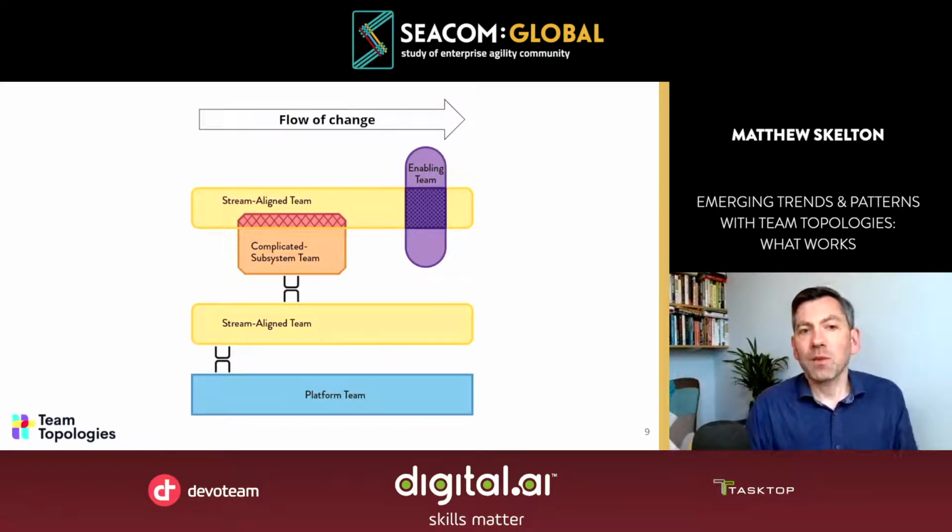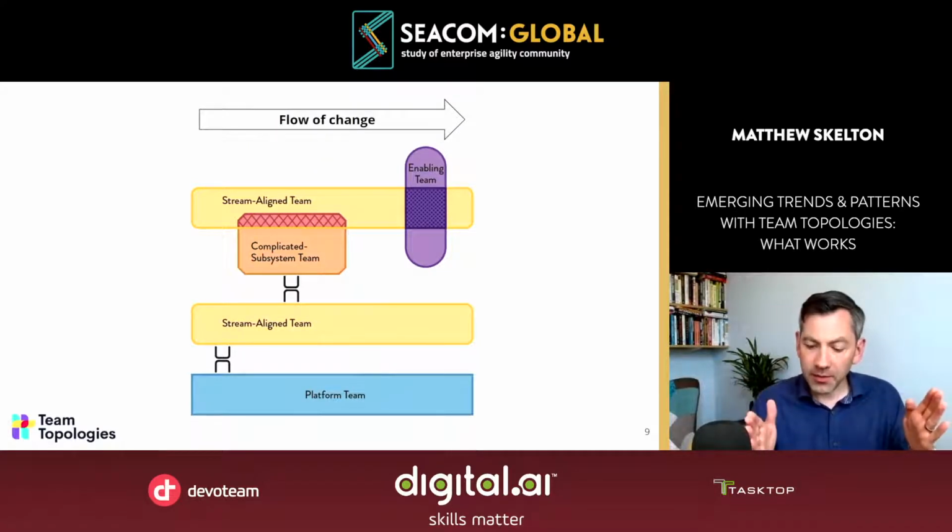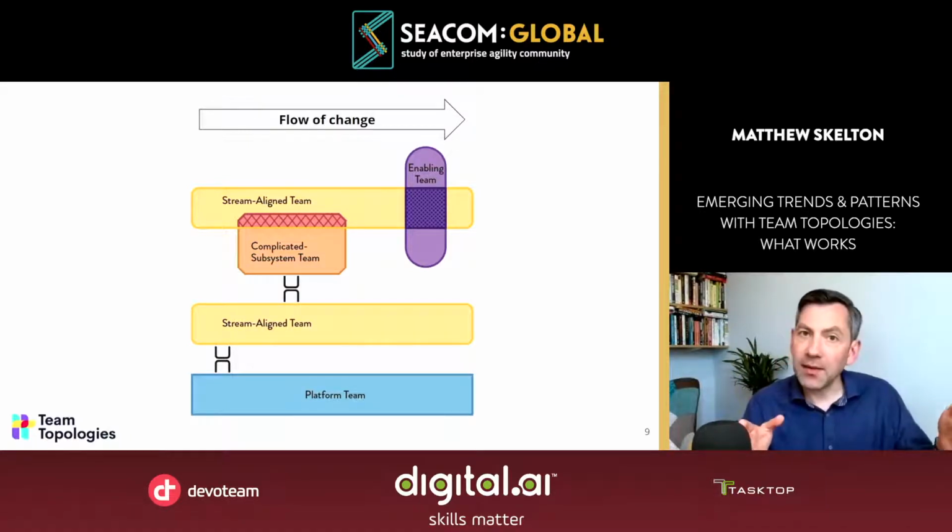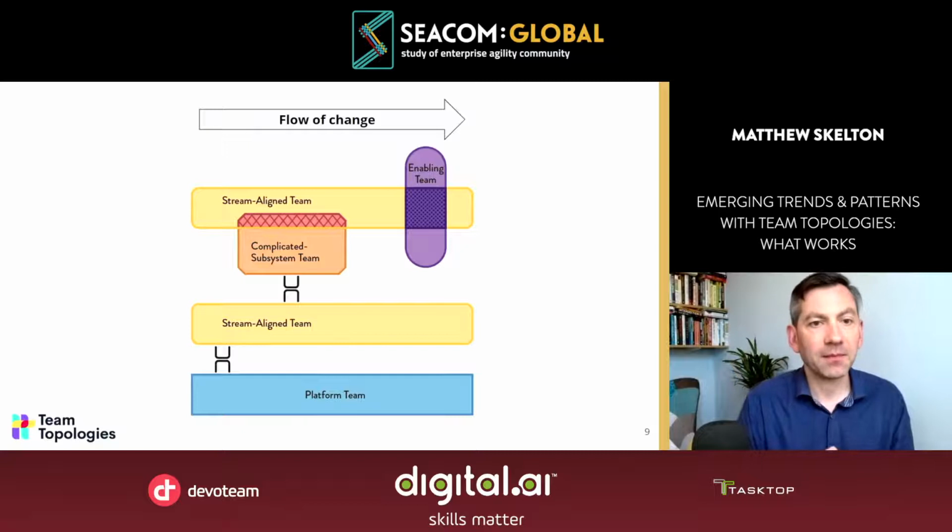And that indicates why the Streamlined Team, the yellow shapes, are quite long, because there's a flow of change going from the start of working on that thing to that thing is now working in production. That's why the shape is long like that. They've got end-to-end responsibility for that flow of change.